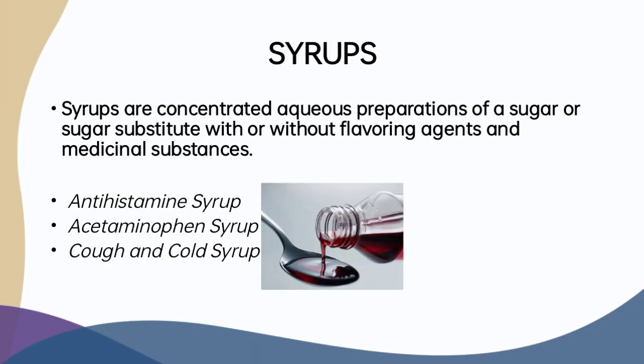Next is syrup. Syrups are concentrated aqueous preparations of sugar or sugar substitute with or without flavoring agents and medicinal substances. So yung syrup divided siya into two types, the non-medicated syrups and medicated syrups. Yung non-medicated syrups are also called as flavoring syrups. Yung purpose nito is to serve as a pleasant tasting vehicles for medicinal substances. Example nito is yung cherry syrup, orange syrup, and cacao syrup.